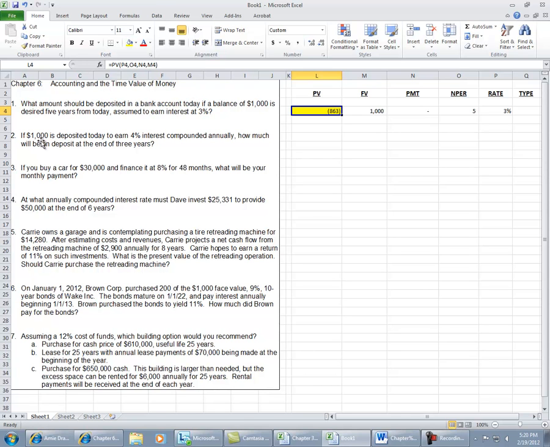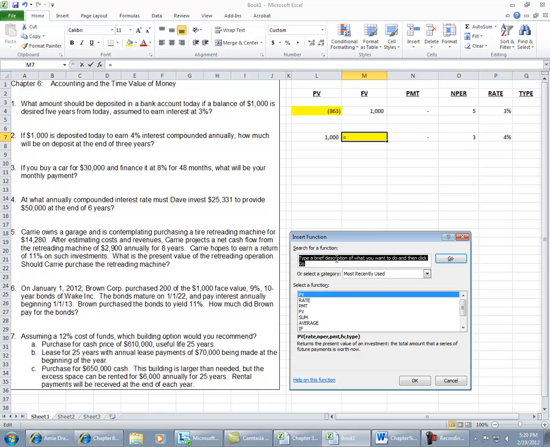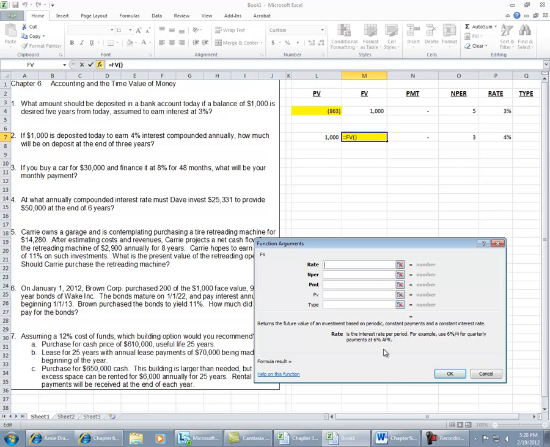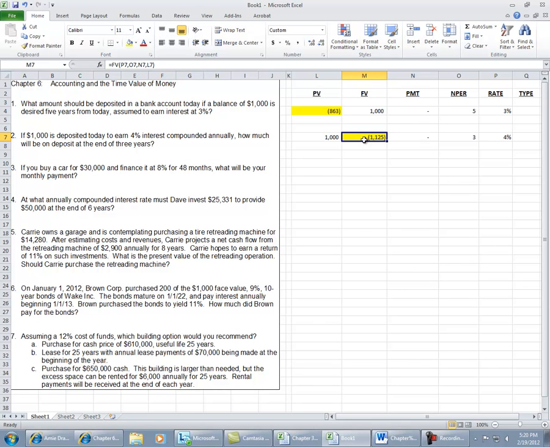In the second scenario, it says if $1,000 is deposited today, and we're going to earn 4% interest, how much will be in deposit at the end of the 3 years? So it's asking us to solve for future value. 3 periods, no payment again. I'm going to solve for future value. I'm going to drop in my variables, my rate, number of periods, payment, and PV. So $1,125 would be the future amount after 3 years.